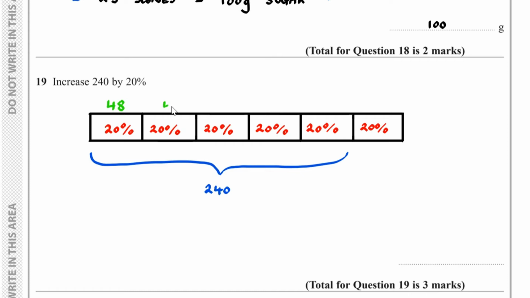So we have 48 shown here. And so here we have another 48, and therefore if we increase 240 by 20%, we would have 240 plus 48, which is 288.